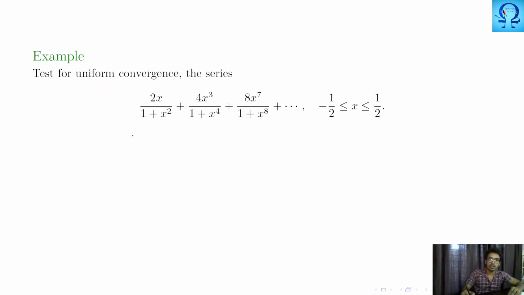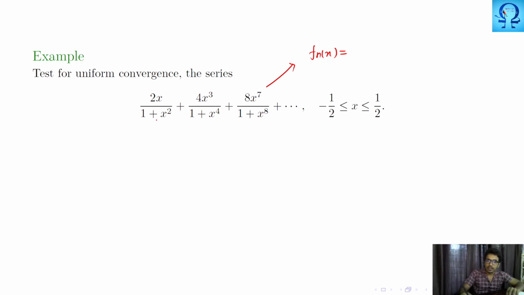Moving further, here we have a problem. We are asked to test the convergence, the uniform convergence, of this given series. From this, we will have to identify the general term, that is, what is our fn(x). This we need to identify.